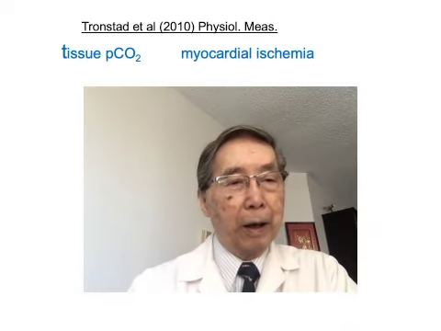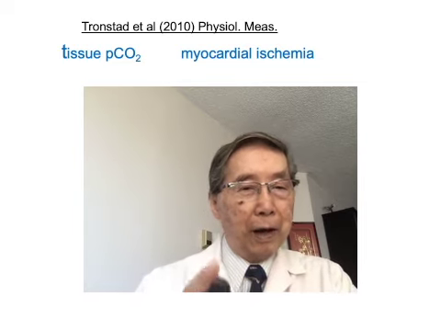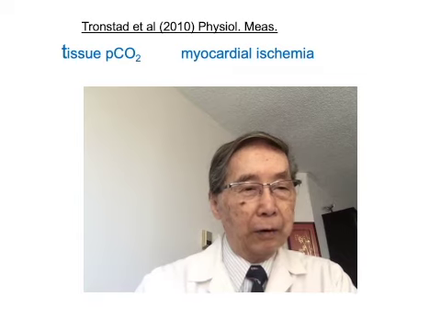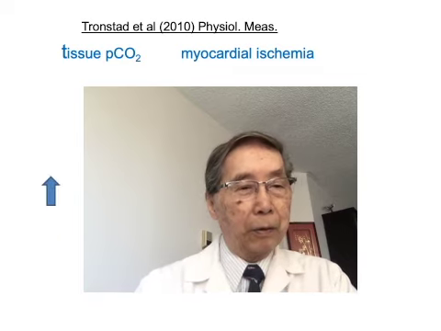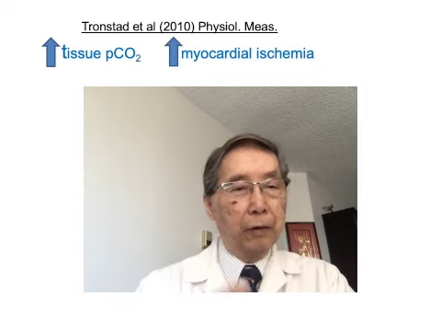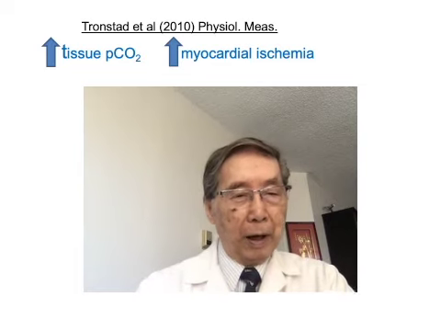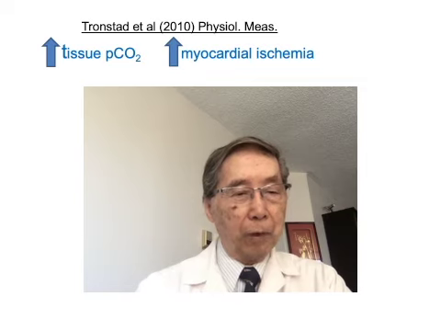Trosted et al. found that myocardial ischemia is related to the increase in tissue oxygen, tissue PCO2 related to myocardial ischemia. This being the case, we look into a way to solve the problem.